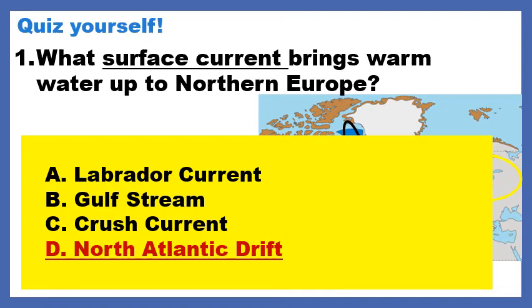The North Atlantic Drift. The reason why it's not the Gulf Stream is because the Gulf Stream is going to bring warm water up to North America, not Europe. But ironically, it's kind of like the same current. It's just when it starts off, it's called the Gulf Stream. When it crosses the Atlantic, now it's known as the North Atlantic Drift.